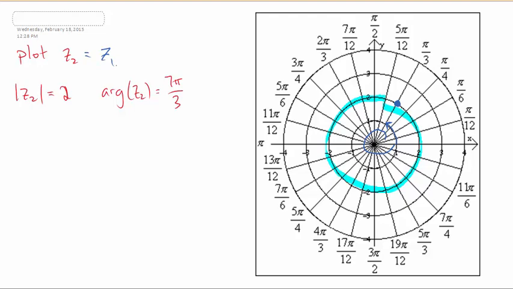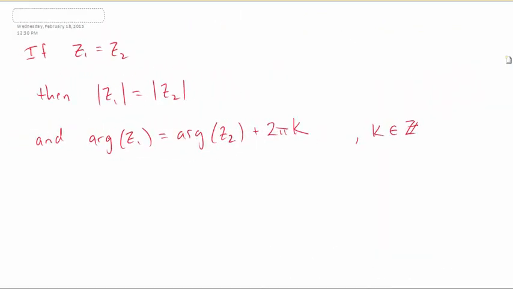And how much do these 2 points differ by in terms of their argument? Well, they differ by 2 pi. And we can summarize that and say that if z1 and z2 are indeed equal complex numbers, then the modulus of each of them has to be equal. And the argument of the first one will differ from the argument of the second one by some multiple of 2 pi. In the previous example, the argument of z1 and z2 differed by exactly 2 pi, or 360 degrees.